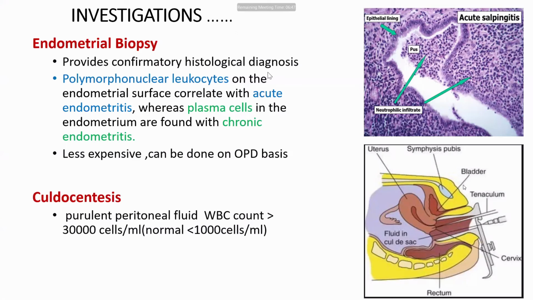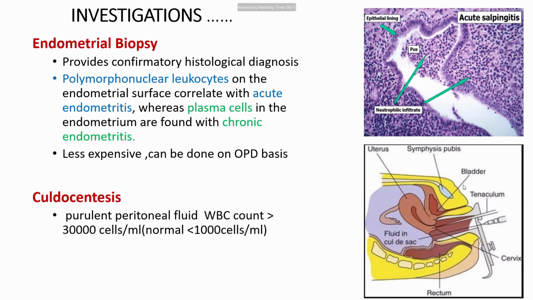Okay, let's discuss briefly about endometrial biopsy. We do not usually perform endometrial biopsy, but sometimes when you do surgery in cases of pelvic inflammatory disease, we remove the tubes. In that tube you can see the inflammatory infiltrates. If it's acute, you can see a lot of neutrophilic infiltrates, and if it's chronic inflammation, then plasma cells. Though this is less expensive, we usually do not do endometrial biopsy for the diagnosis of pelvic inflammatory disease. Okay, another technique is culdocentesis.